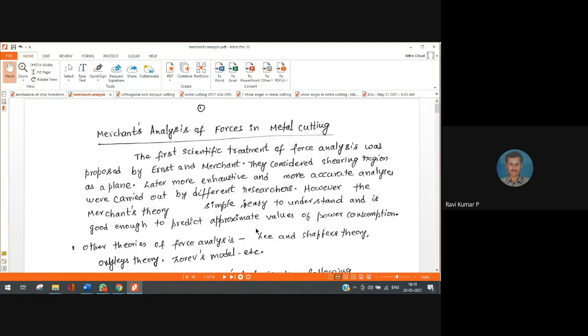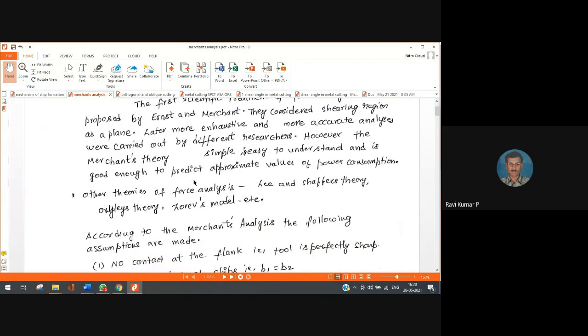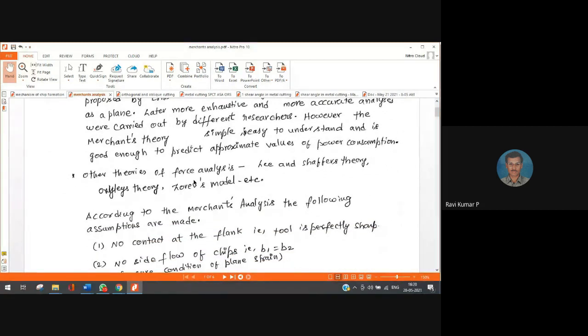Generally, in force analysis mechanics, what do we do? We try to resolve the forces. We try to find the resultant of the forces. We try to see what is going to be the effect of that force, right? Here we find that the effect of the force is just to drive the chip, or in addition to cause a shearing action to take place. So these two actions are happening. If I try to observe this mechanics, I may follow what the two scientists Merchant and Ernst have performed. These people consider the shearing region as a plane, right? In reality, whether it's a plane or not, it's the next question.